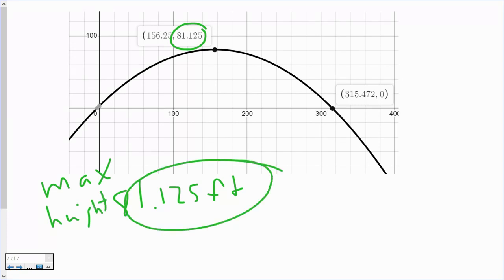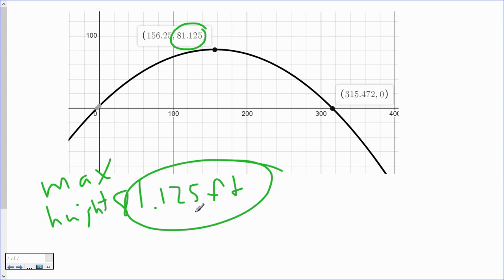Now, the other thing to look for, which it doesn't ask for in this problem, is the domain. In this case the domain is from 0 feet all the way to where it hits the ground, which is 315.472 feet. So if the question said how far did the ball go, that's what this is. So again, picture that ball going up and coming back down. It's not going through the ground and digging all the way through to the core of the earth or anything like that. It's going up and then coming back down, then stopping, and that's all we care about, which is why we talk about that domain.